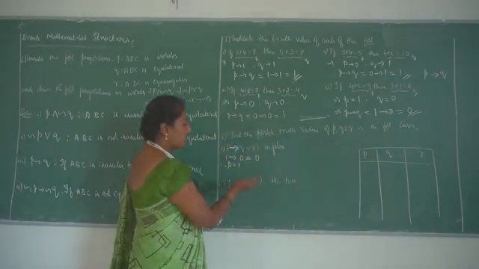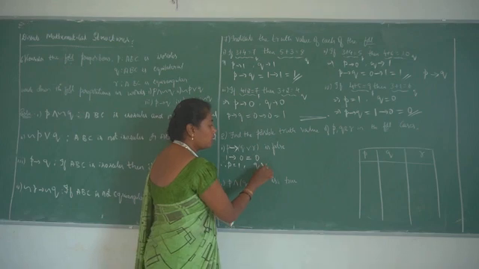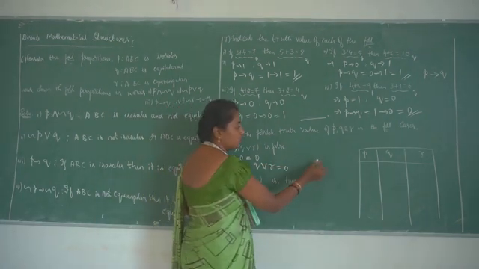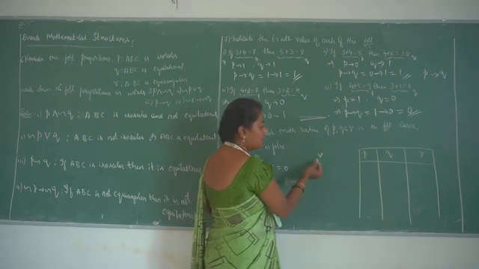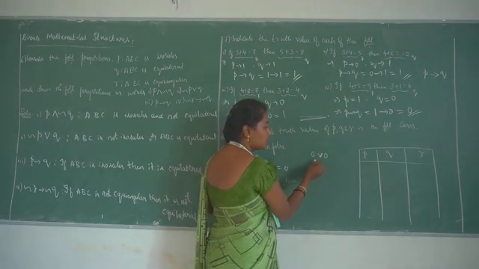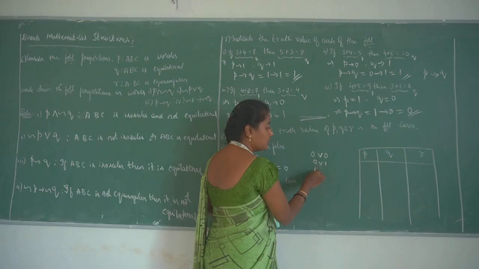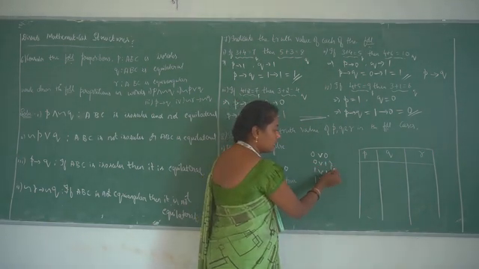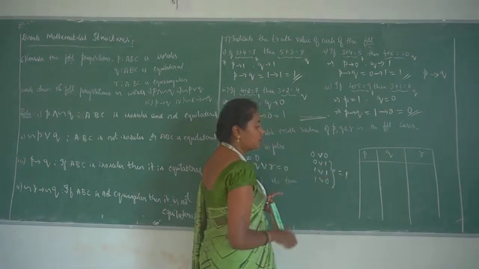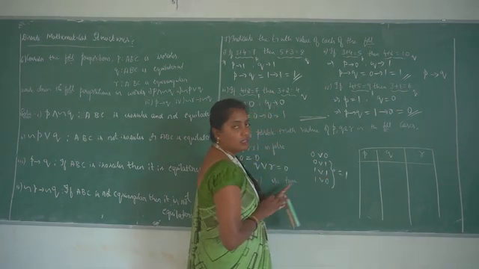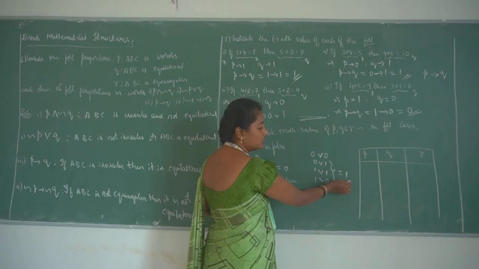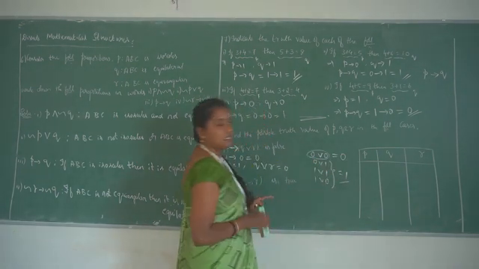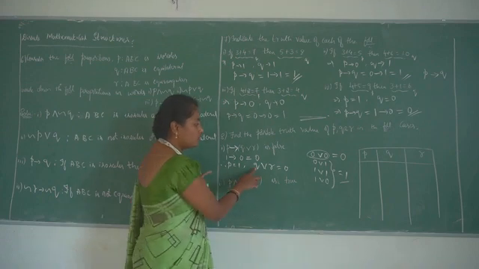The second one is q or r is equal to 0. Here, q or r is a disjunction. In a disjunction, what combined values can come? 0 or 0, 0 or 1, 1 or 1, 1 or 0. In all these cases the last three values are equal to 1. In a disjunction, if any one of the statements is true, then the resultant statement is true. Only when it is 0 or 0 is the resultant statement false.